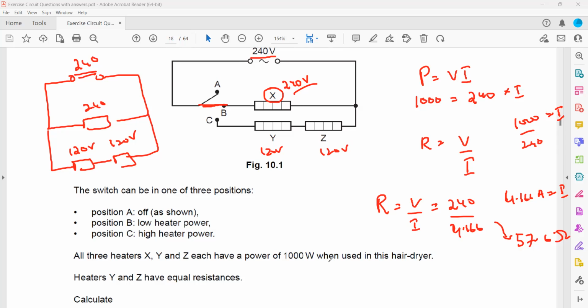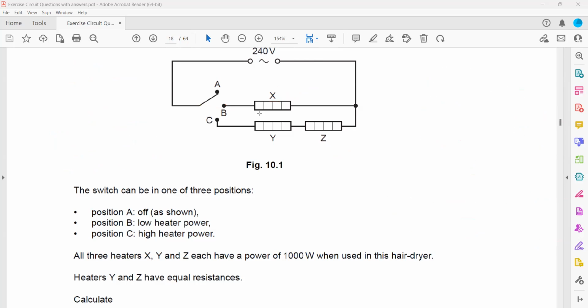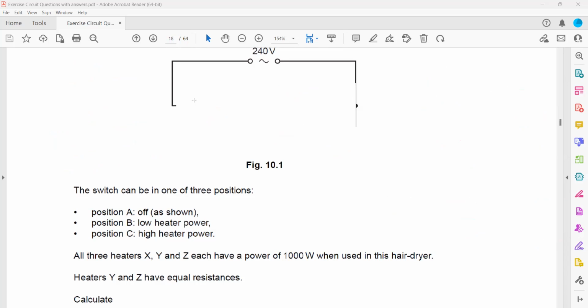Yes, sir, clear. What if X wasn't in parallel? So for example, it can be like this. Say we may have a circuit, because there are multiple possibilities for a circuit. For example, X, Y, and Z are all connected in series with each other.